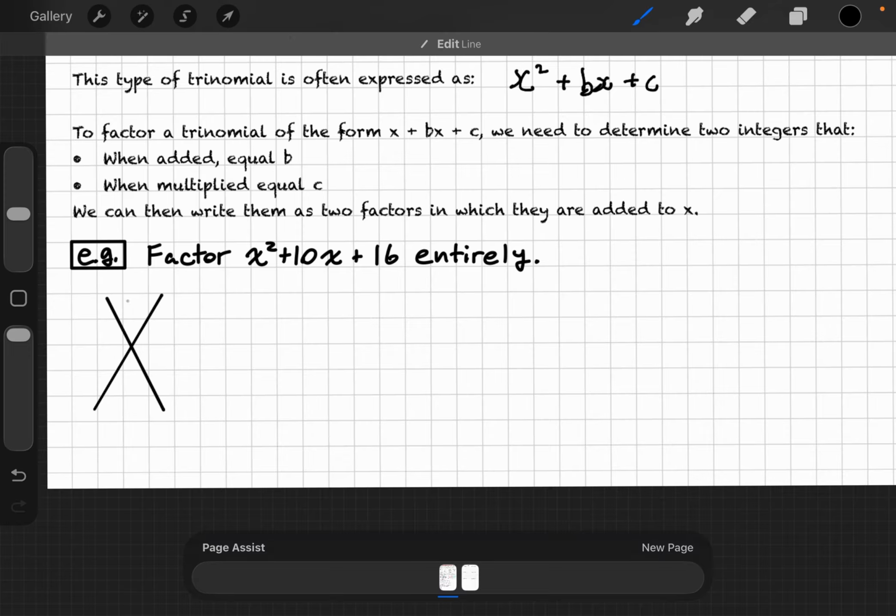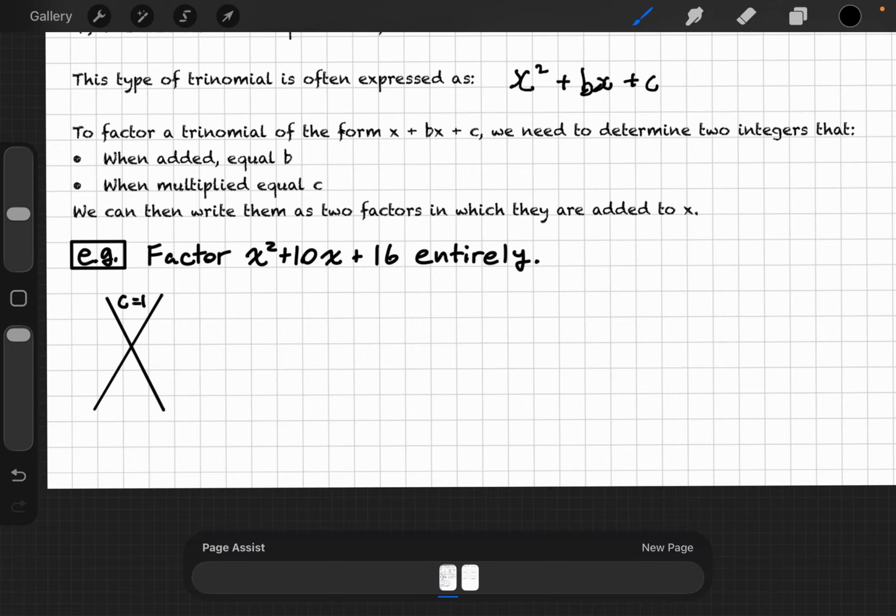All right, so the c term here is 16. So two numbers will multiply to 16 and add to 10, right? So b is equal to 10.